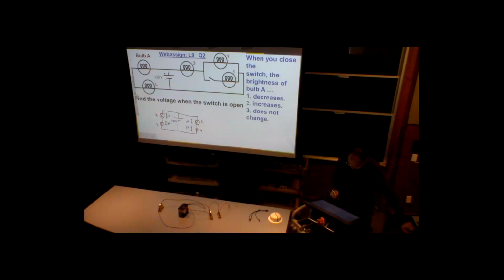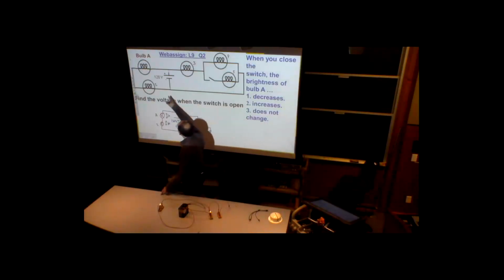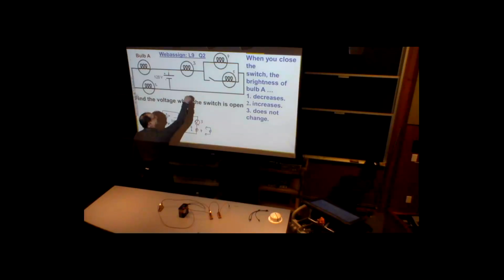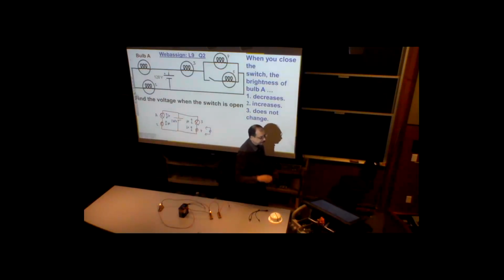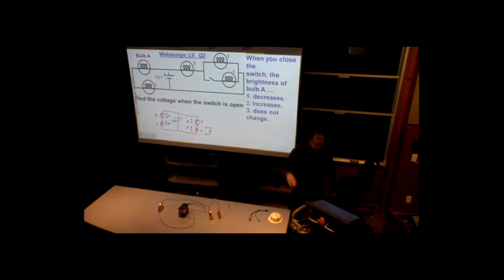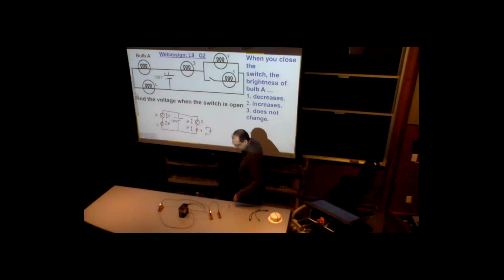And closing the switch means changing something here. Well, basically, we are adding an extra bulb. And this part has been done yesterday. If we cut wires over here, this is a problem we have solved before. We know what should happen to the brightness of each bulb. We know what should happen in general.